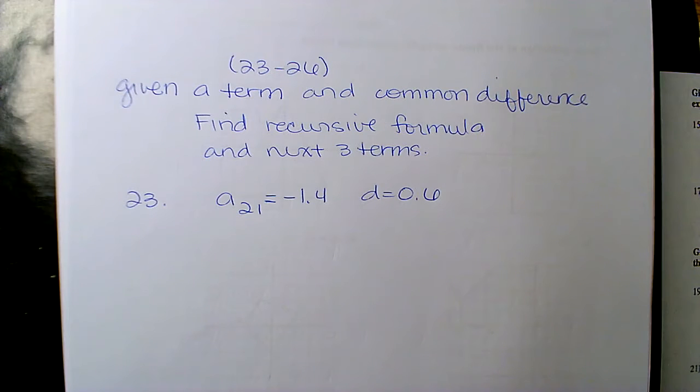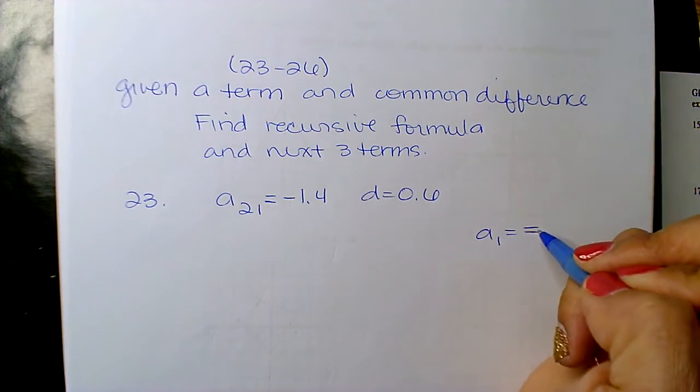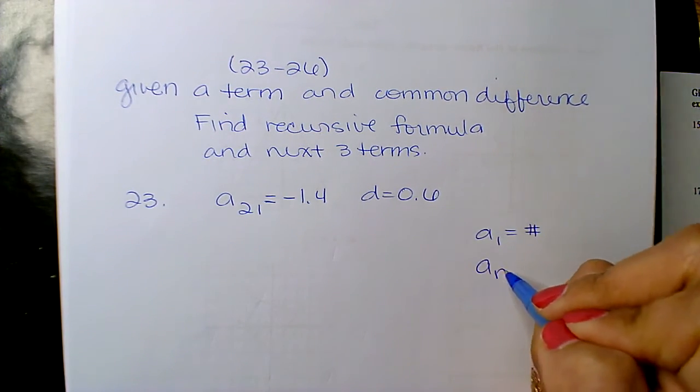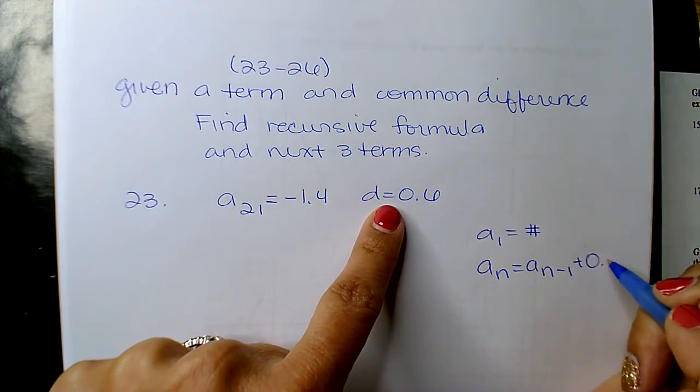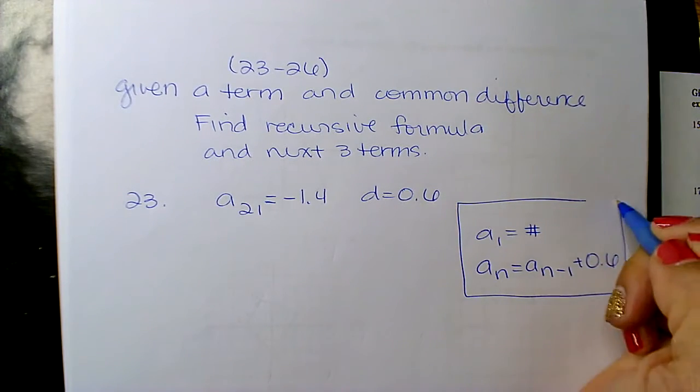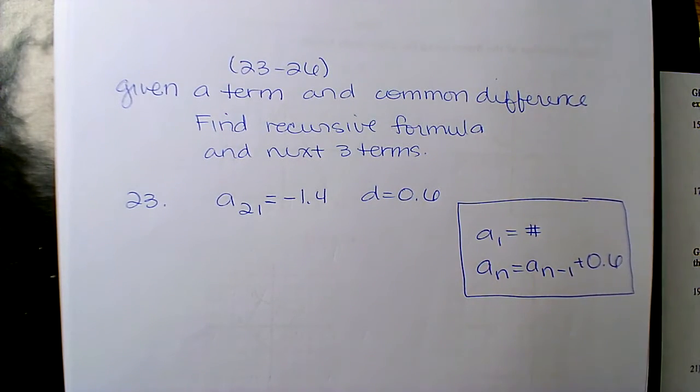So look, they don't give you the first term. They give you the 21st term. And they give you the common difference. And they want you to do recursive, which means you must state the first term. Remember, recursive is you have to give the first term, and then you need your D. But I already have my D. It's 0.6. So the only thing I'm lacking recursively is that first term. I already have the second stated. I need the first term.